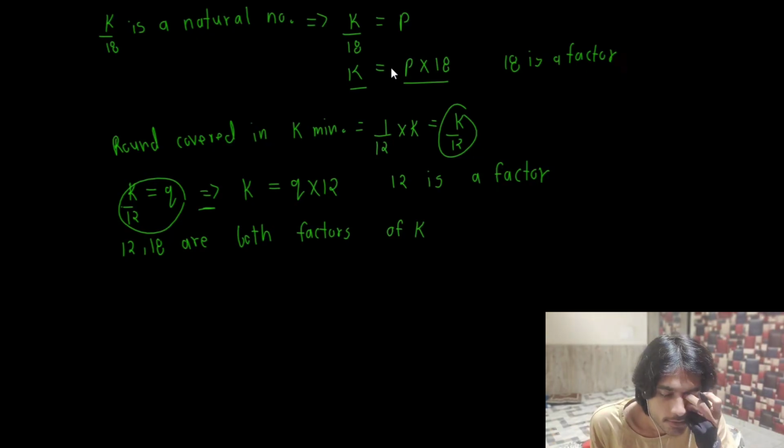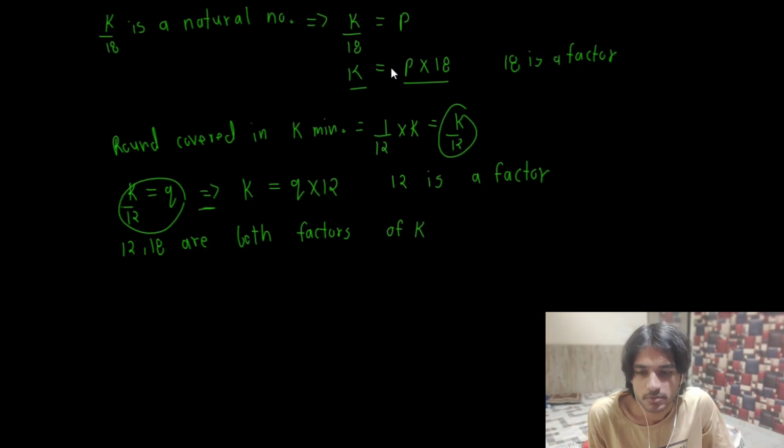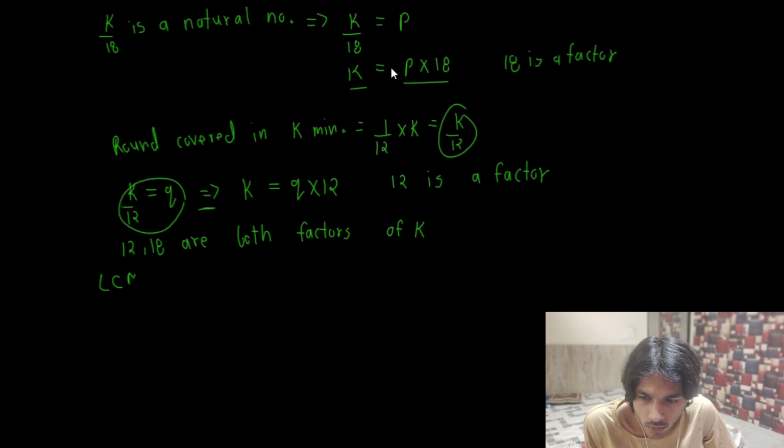I have to find the LCM, right? 12 and 18. If 12 is a factor of k, and 18 is a factor of k, that means both are factors of k. Okay, let me just find the lowest common multiple of 12 and 18.